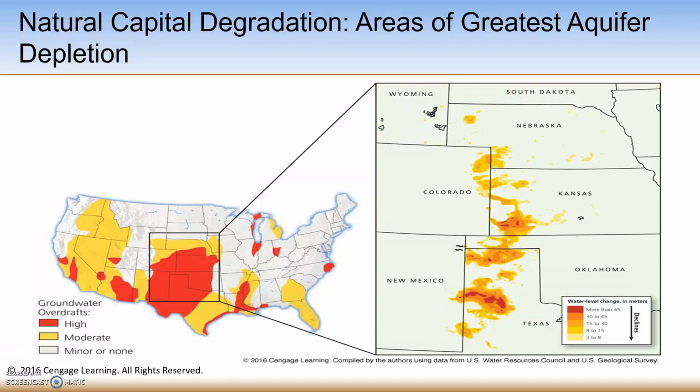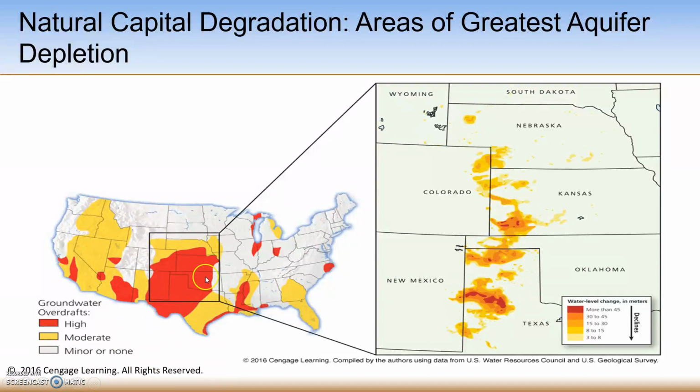So we have various aquifers throughout the United States, which was depicted in an earlier slide in a previous short video lecture series. This diagram is depicting areas of groundwater overdrafts in the United States. Red means there's a high groundwater overdraft. Yellow means that there's a moderate groundwater overdraft. So what's being shown in this blow-up portion of the figure is water level changes in meters. So the reds indicate more than 45 meters in water level change, and then it decreases with the various shades of yellows.